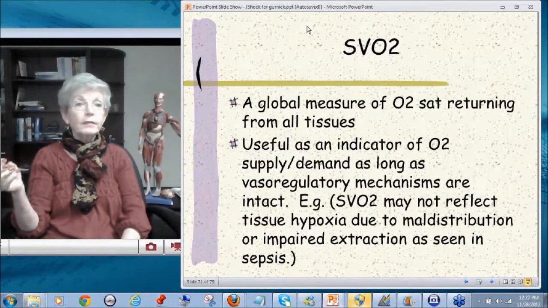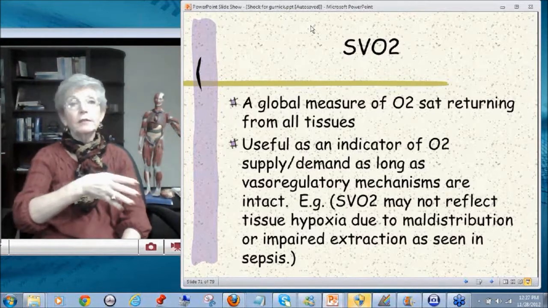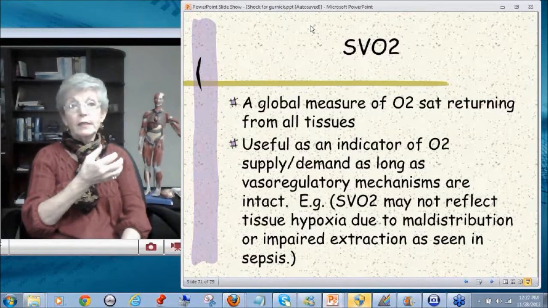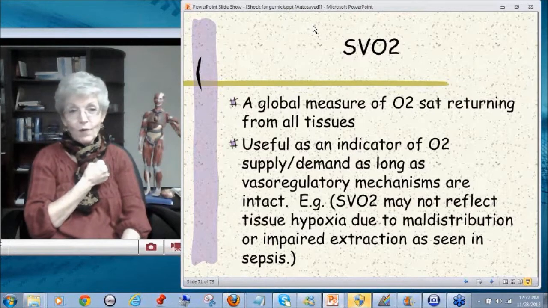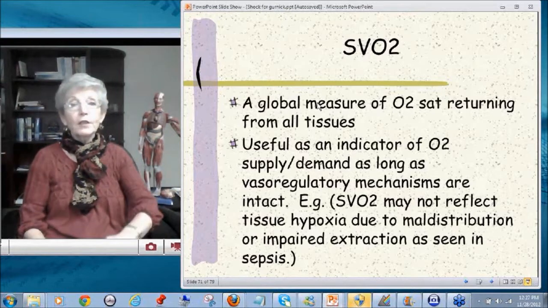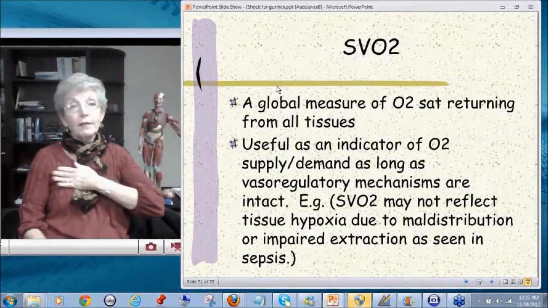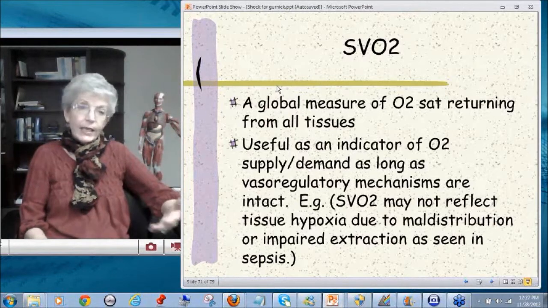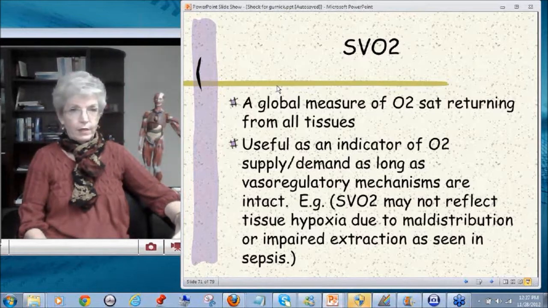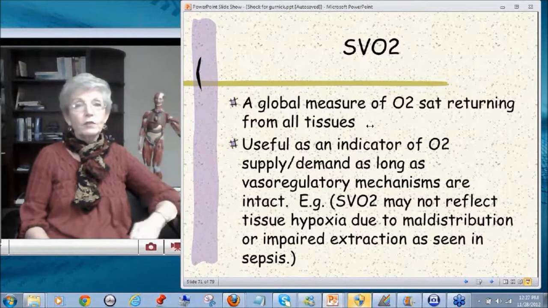But that oxygenated arterial blood is now going to flow to all your billions of cells, and the cells are going to take what oxygen they want, so that by the time it comes back to the right side of the heart in the venous system, it is desaturated. So if you look at what came out at the arterial end and what came back at the venous end, you can get a better idea of what the cells are doing. So it's a global measure.